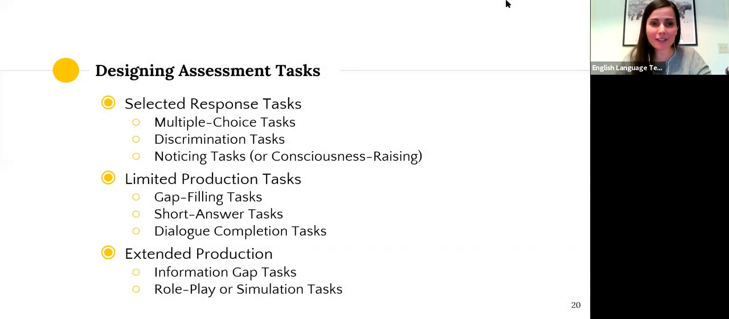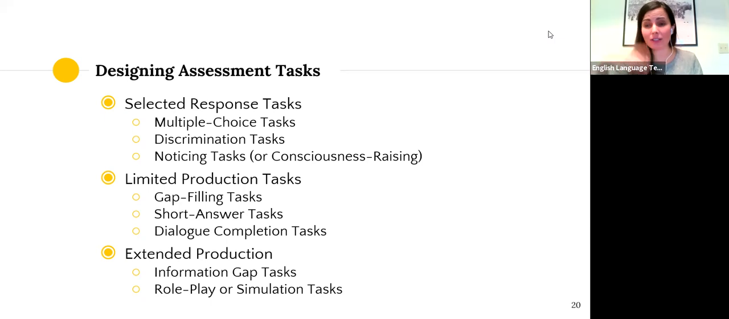So there are many different types of tasks that we can have. So in terms of selected response types of tasks, limited production and extended production. And I have many different tasks here that I want to share with you, tasks that I've created based on books that I've used as resources and some things that came out of my own mind. And I want to talk about those. So I'm going to give you examples of these tasks as we go.